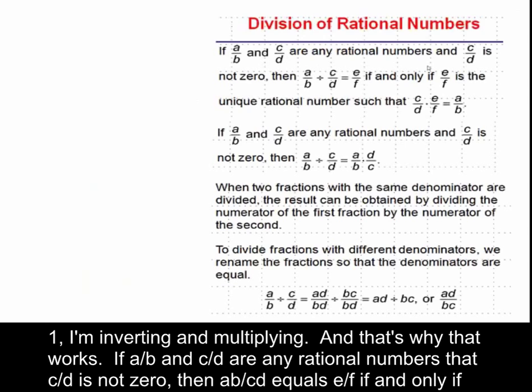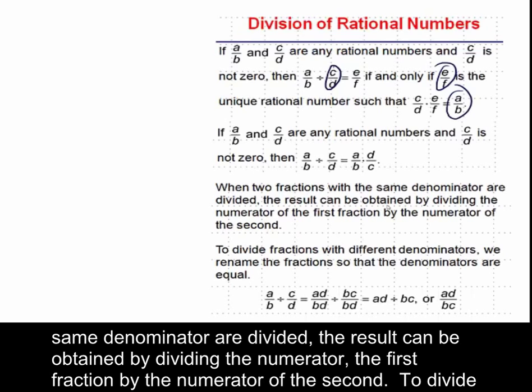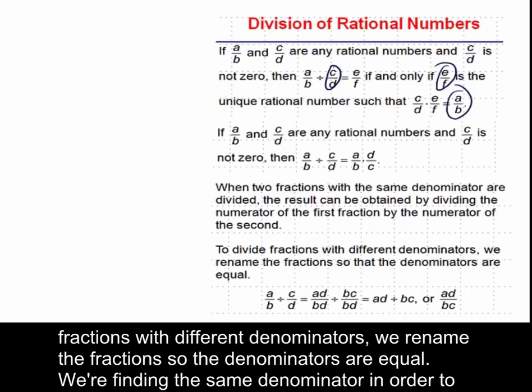If a/b and c/d are any rational numbers and c/d is not 0, then a/b divided by c/d equals e/f if and only if e/f is a unique rational number such that when I take it and multiply it back by the divisor, I get the dividend. When two fractions with the same denominator are divided, the result can be obtained by dividing the numerator of the first fraction by the numerator of the second. To divide fractions with different denominators, we rename the fractions so the denominators are equal. We're finding the same denominator in order to really divide them.